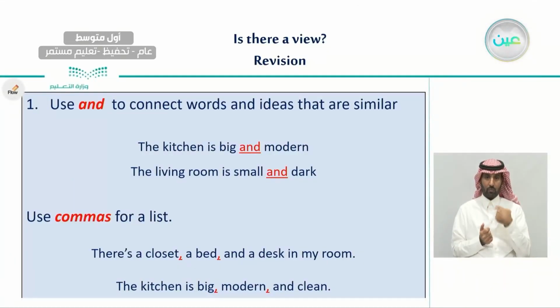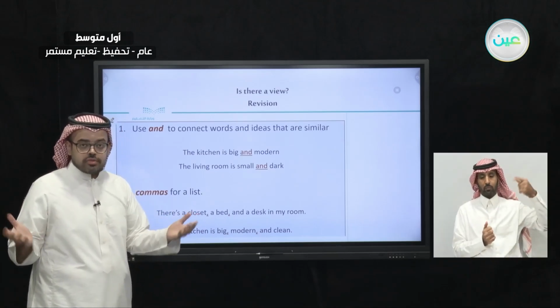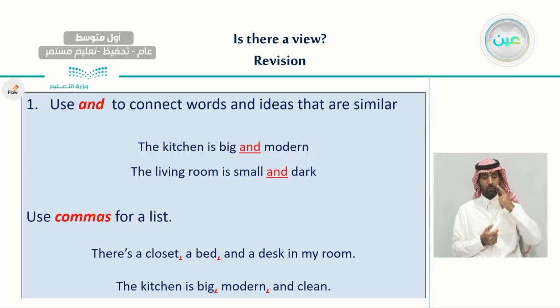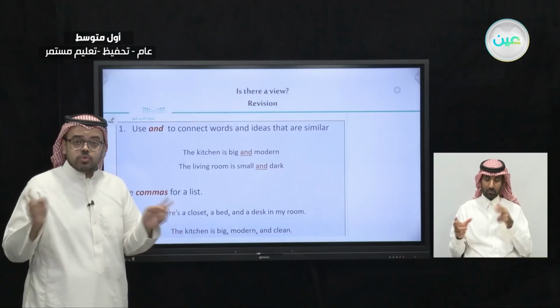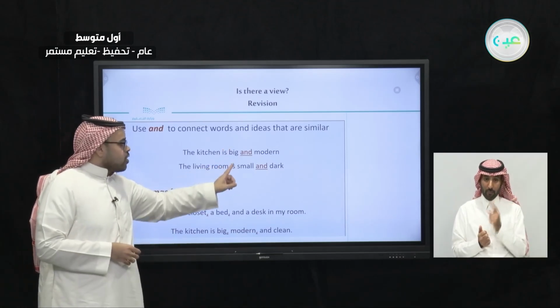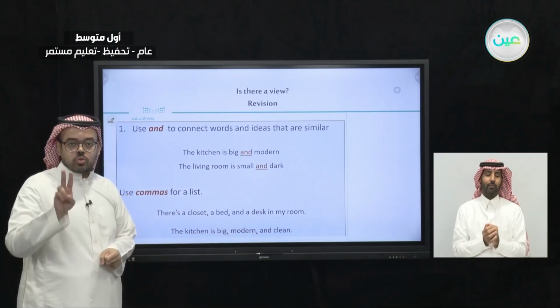We talked about and, and we said that we use and to connect words and ideas that are similar. For example, we said that the kitchen is big and modern. So these are 2 good things. And we also said the living room is small and dark. These 2 things are not very good, but we also use and with them. So no matter if the adjectives are a good thing or a bad thing, we still use and if we want to connect 2 things or 2 words.